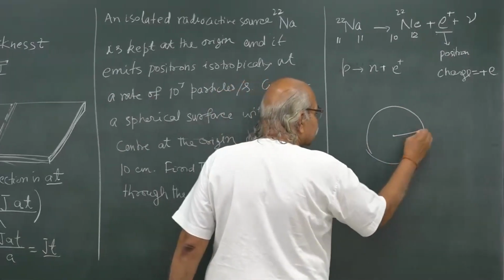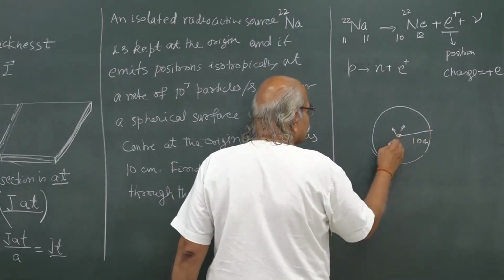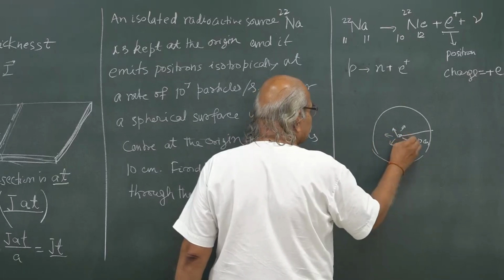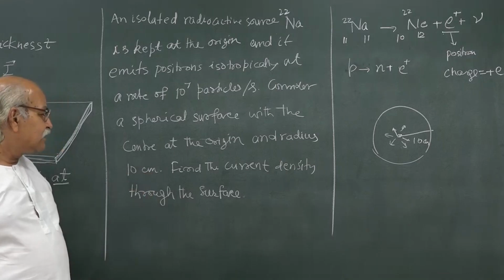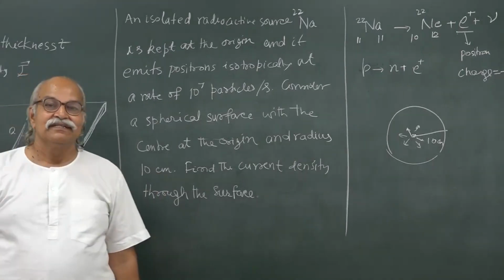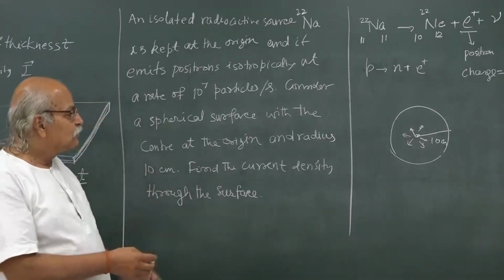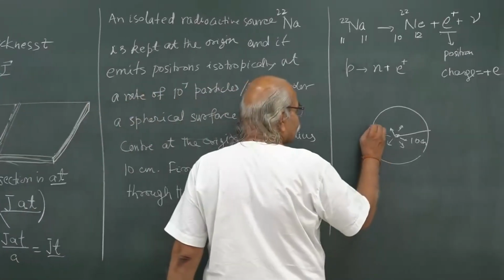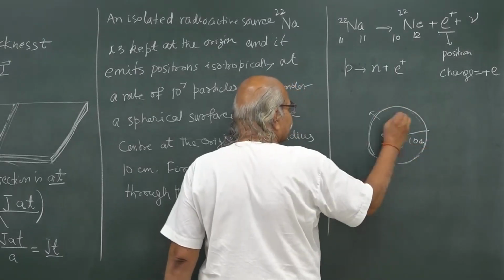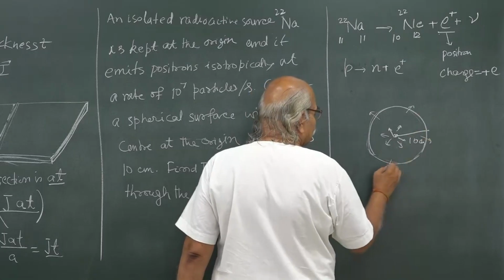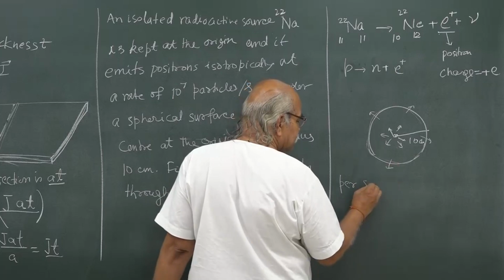So, radius 10 centimeter, and here is that positron source, sodium 22, which is emitting positrons in all directions, and then you have to find the current density through the surface. How much current is going through this surface per unit time? Right, these positrons are going this way. So, per unit time. Per unit time means per second.